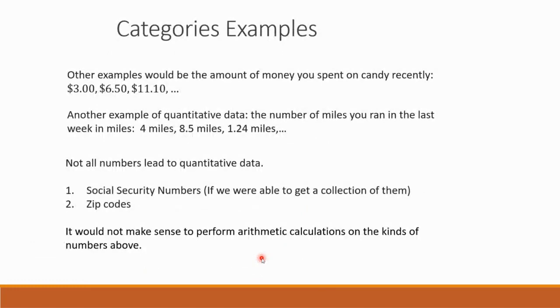And here are some other examples. If you want to know how much money people spend on candy, or how much money you spent on candy recently, right? $3, $6.50, $8, $11.10, that kind of stuff. That would be quantitative data because it makes sense to add up and do arithmetic on it, okay? You could do arithmetic calculations on it.